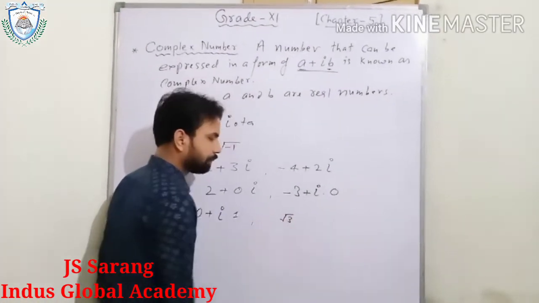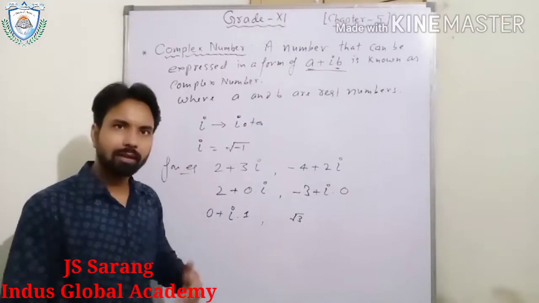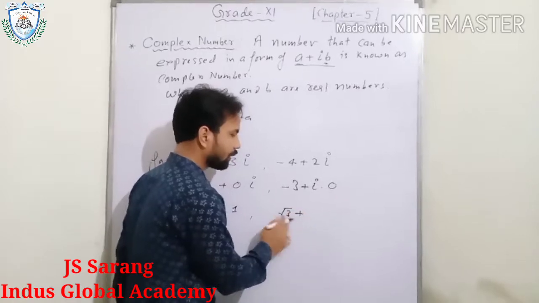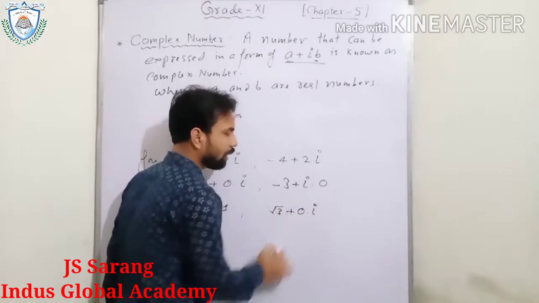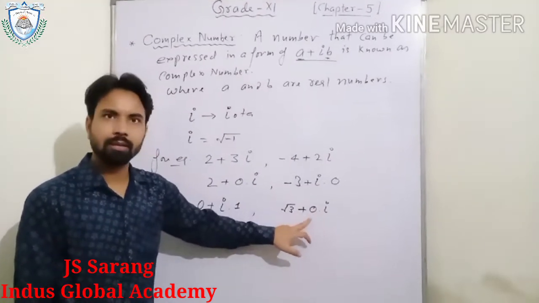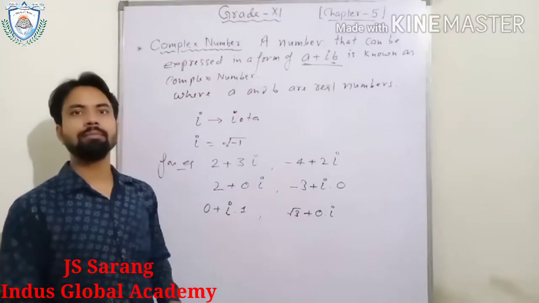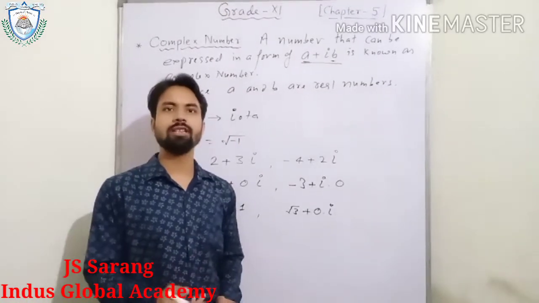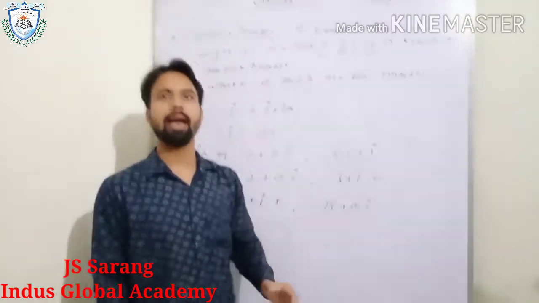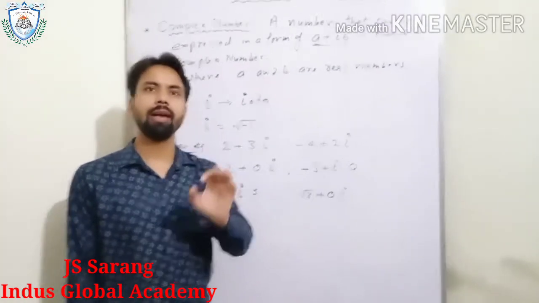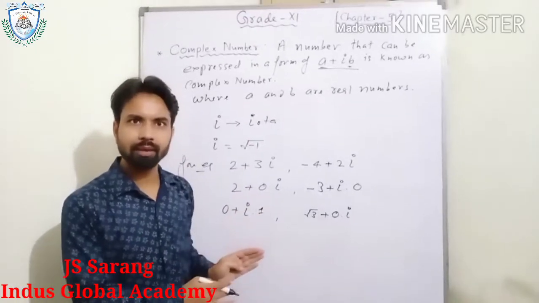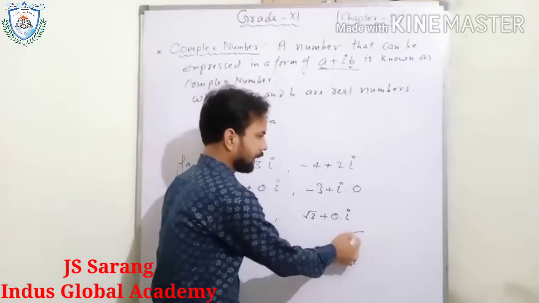Now, under root 3. Is it a complex number? Yes, this is also a complex number because this can be written as under root 3 plus 0 into iota. Now this is in the form of a plus ib. Got it? So a complex number is a number which can be expressed in the form of a plus ib, where a and b are real values and i is iota. And the value of iota is the square root of minus 1. Hope it is clear to everyone. Understood? Okay.